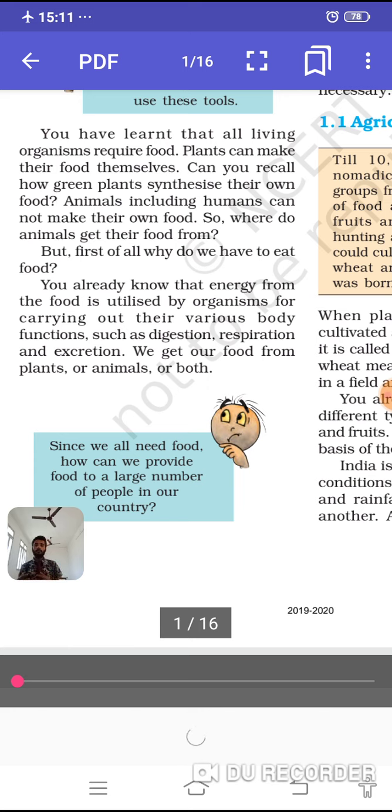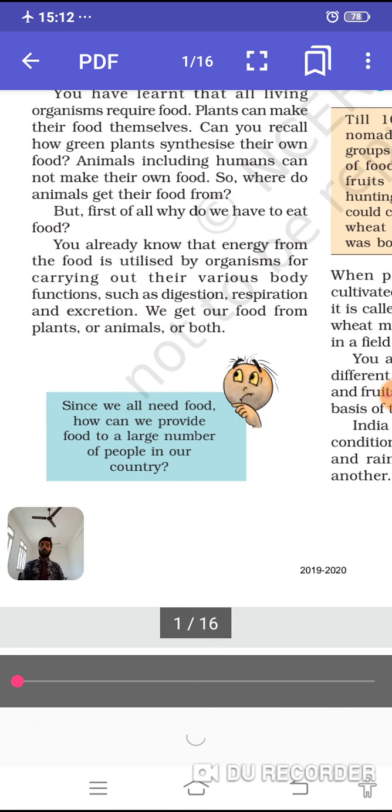Animals or the organisms utilize the food for carrying out their various body functions, such as digestion, respiration, excretion, etc. Without food, we won't get energy. If we have food, then only we get energy, and then only we will be able to do work. So food is the important thing for our survival because it gives us energy.